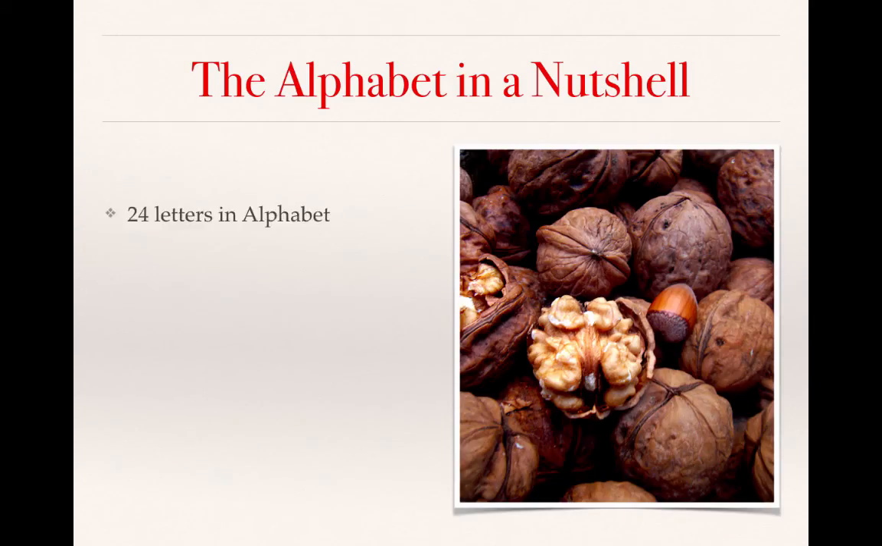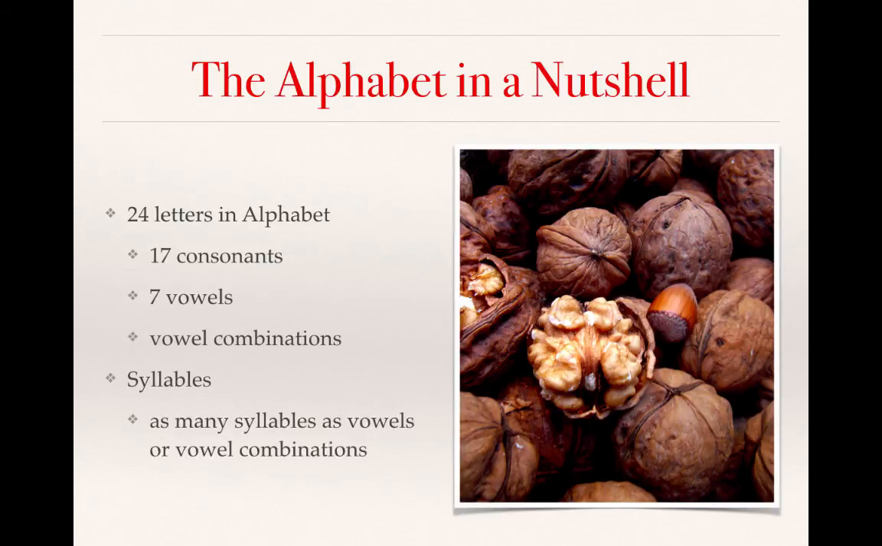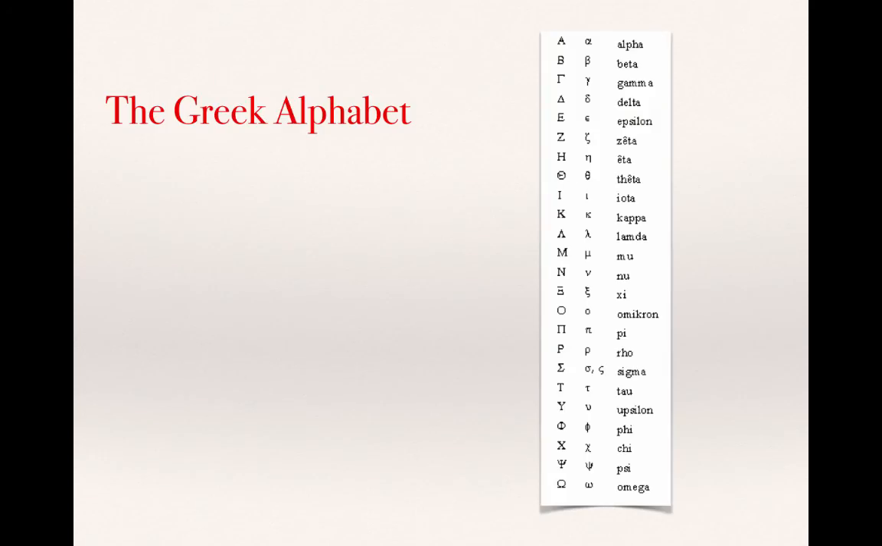The Greek alphabet has 24 letters, which consists of 17 consonants, 7 vowels, and several vowel combinations that we'll discuss later in the lecture. Syllables are essentially determined by the number of vowels or vowel combinations. So here is an image of the Greek alphabet. You'll notice that this Greek alphabet, as well as the one in the textbook, provides both the lowercase and uppercase letters. The uppercase are obviously to the left and the lowercase are to the right.